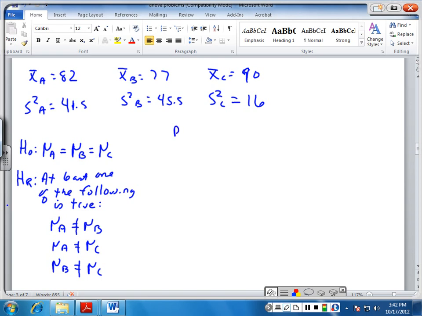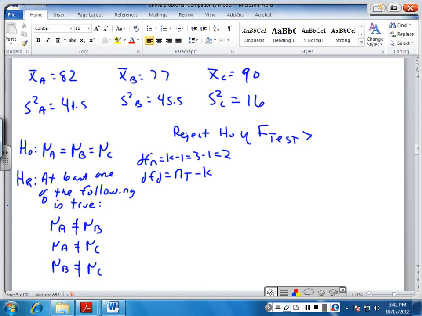I'm going to reject H0 if the F test is greater than some value. Our degrees of freedom for the numerator, k minus 1, 3 minus 1, is equal to 2. Our degrees of freedom for the denominator, total sample size minus k, which is 15 minus 3, is equal to 12. So to your F table, 2 and 12 degrees of freedom, you should see 3.9.